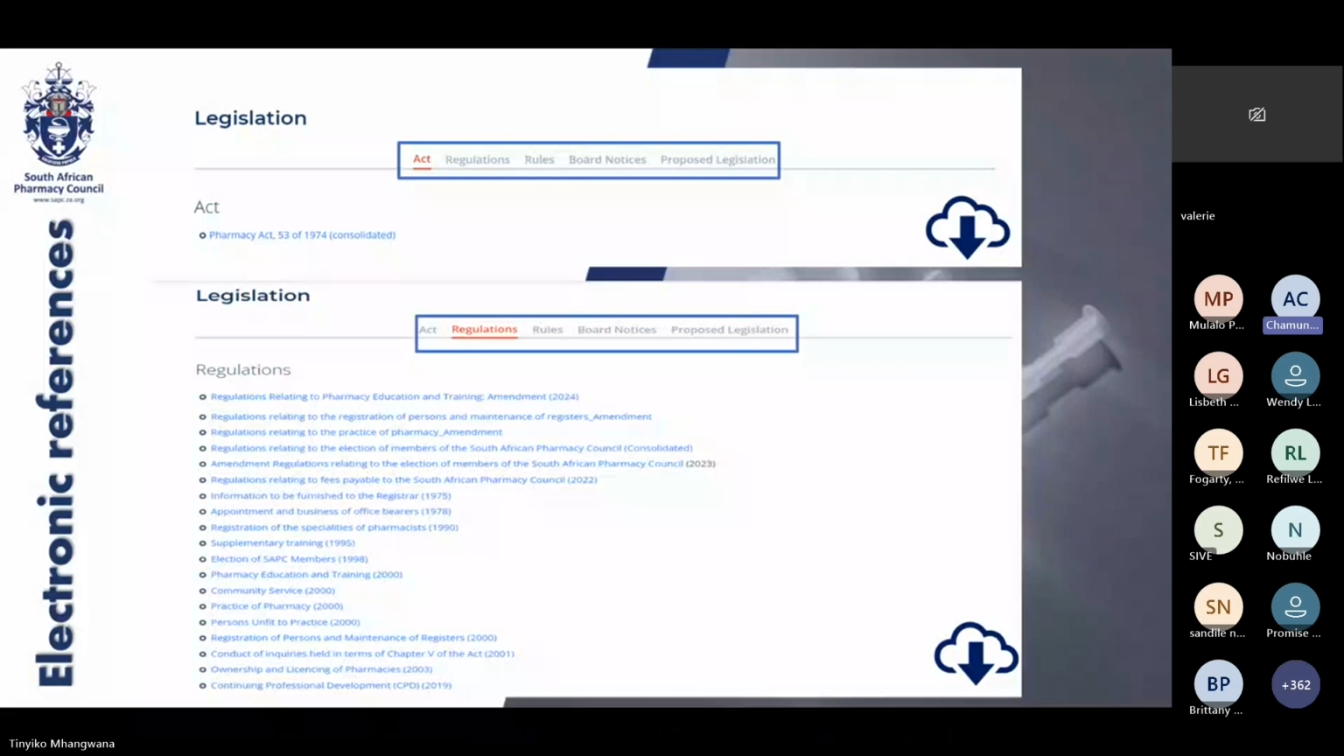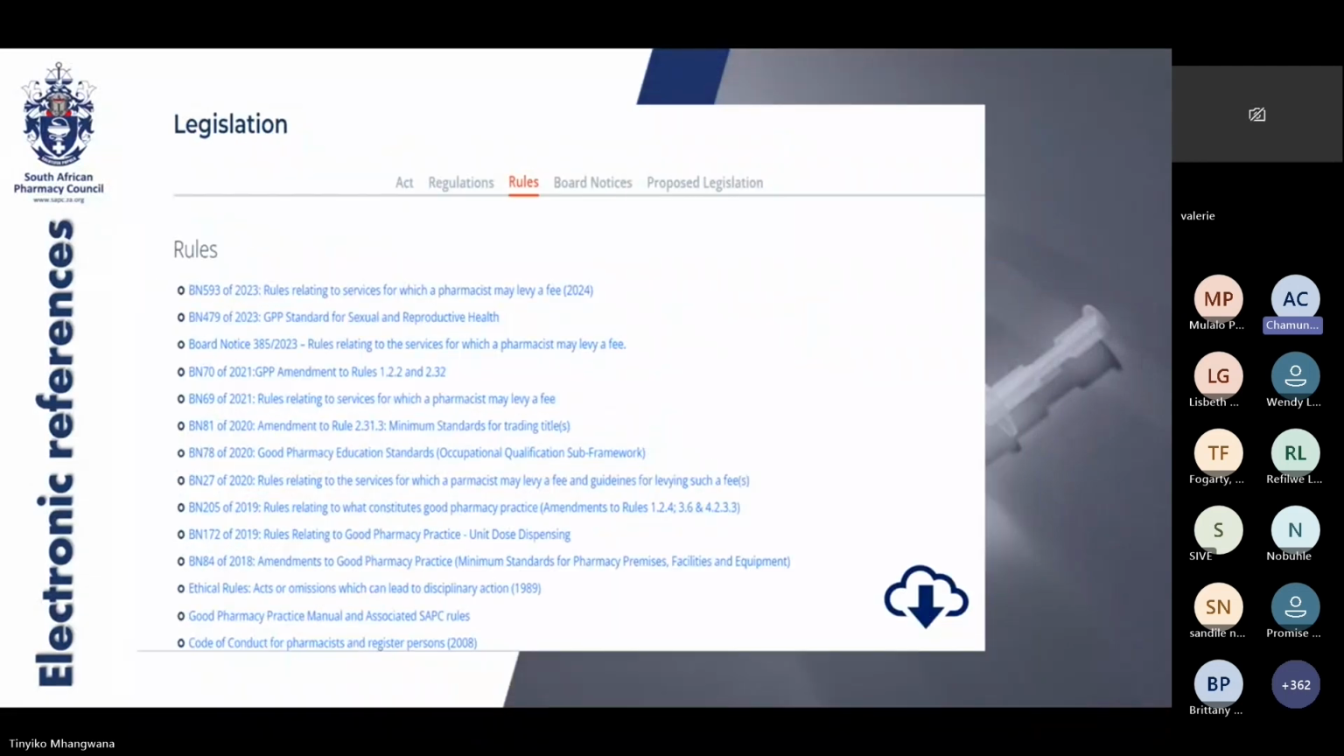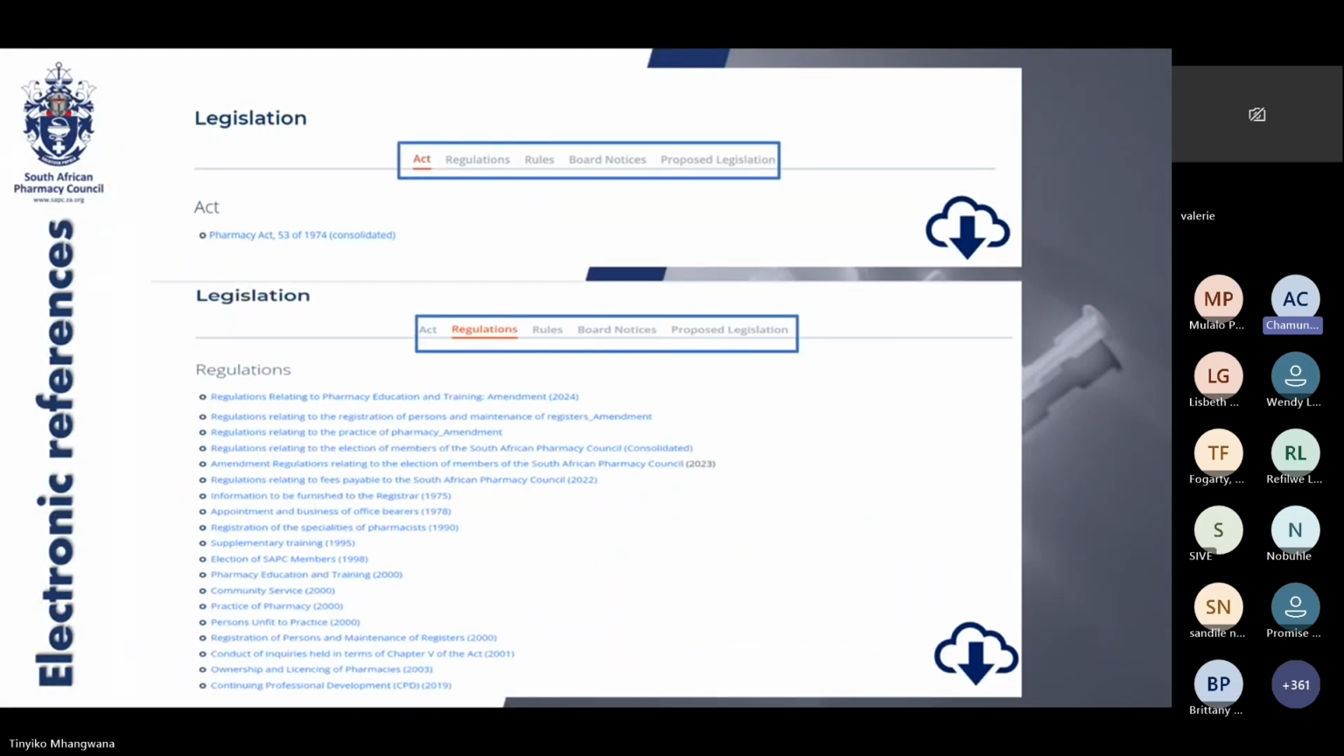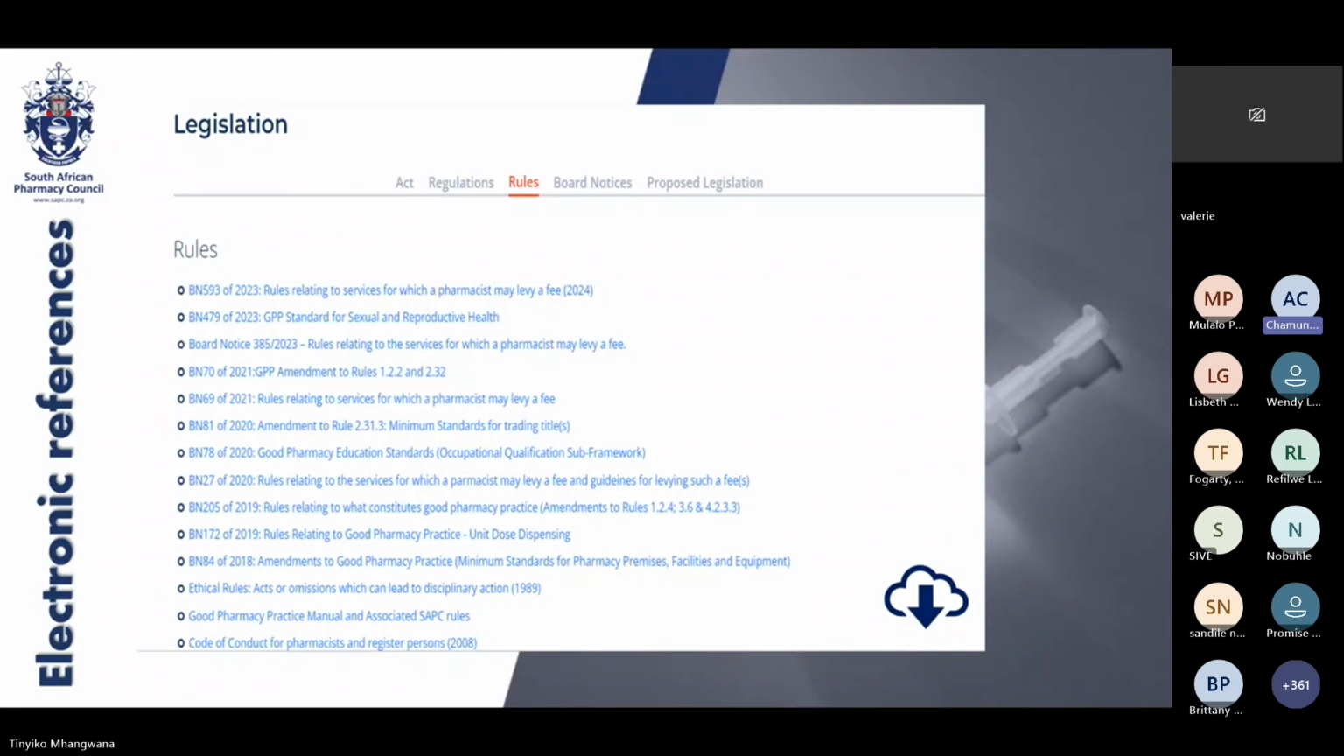All right, so as I explained, under the regulations, you'll be able to find any of the amendments. And then you also get your rules, your board notices, where you can find any new relevant information.